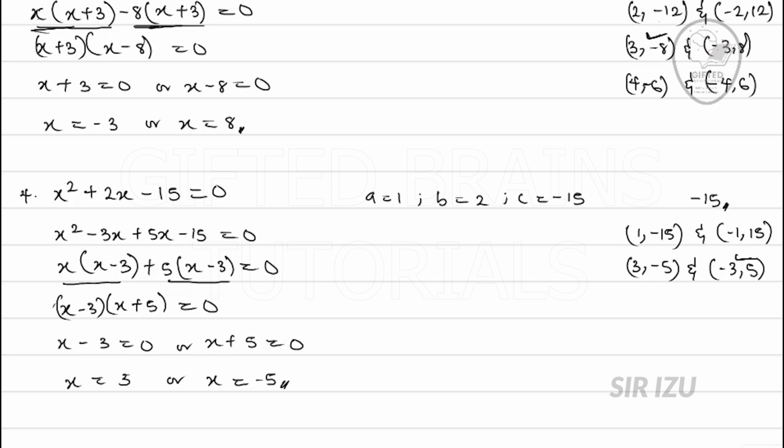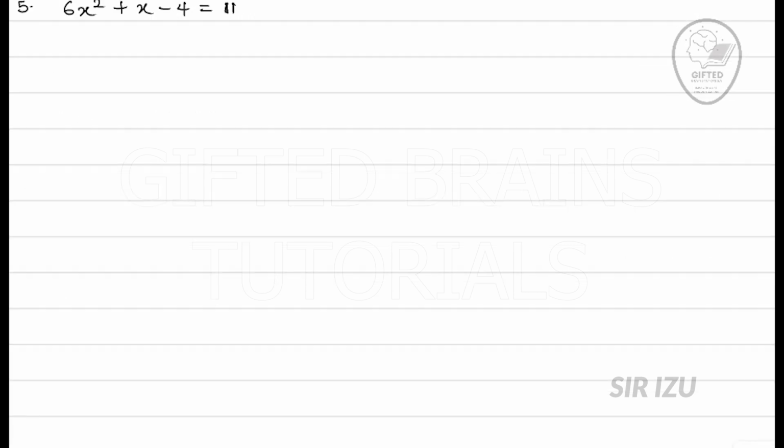So we take our 5 and then lastly number 6. So this is our number 5 question. The first thing to do is to make the right hand side equal to 0. So we just rearrange. This will give us 6x squared plus x minus 4 minus 11 equals 0. And so this will give us 6x squared plus x minus 15 equals 0.